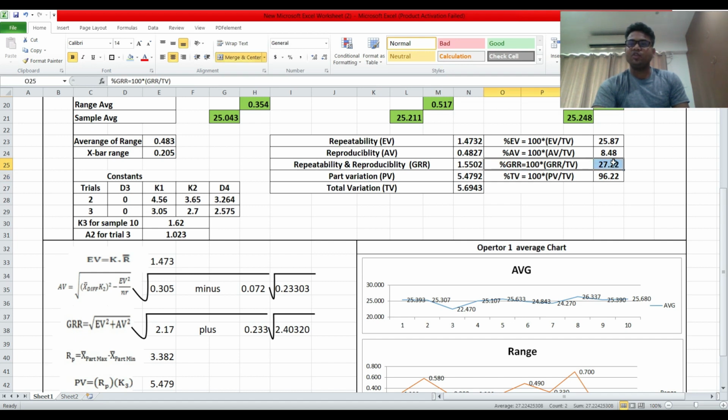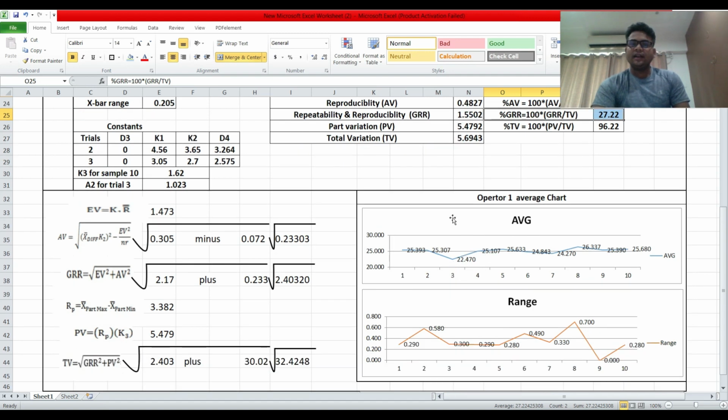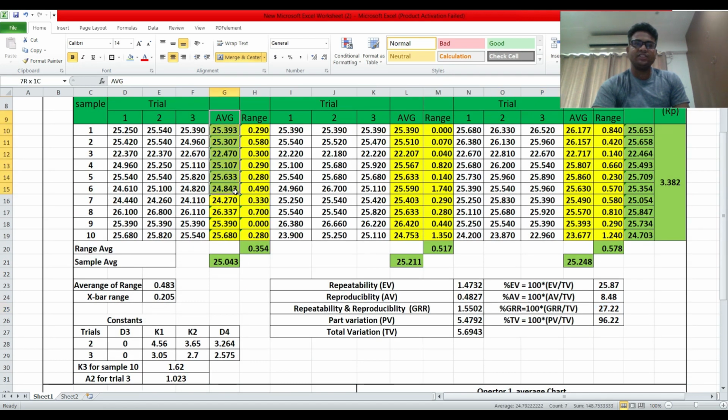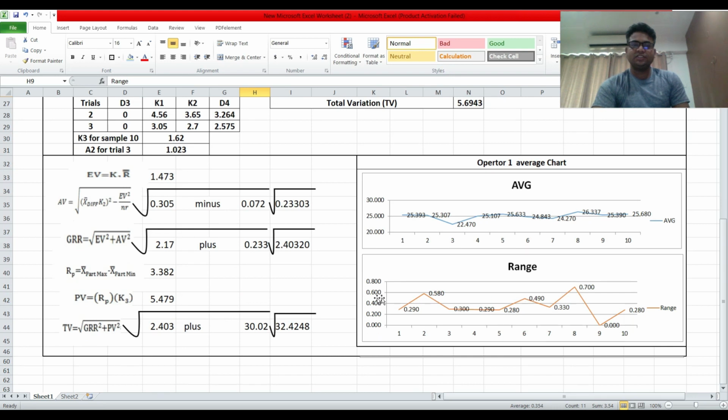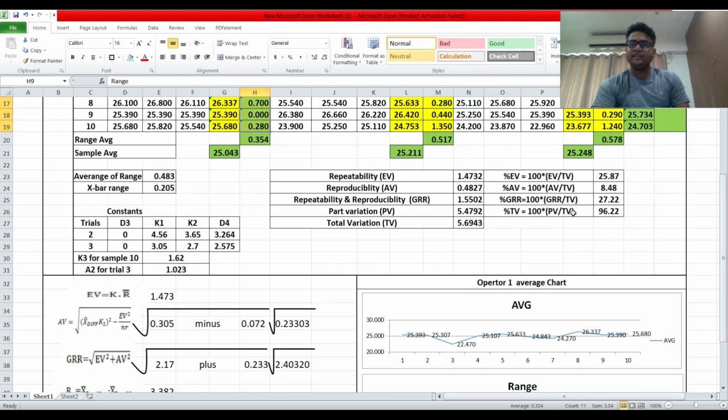So here we found the value of percentage GRR. On the basis of percentage GRR, we will analyze whether our measurement system is capable or not. So guys, here are the range chart and average chart. You can simply go through the averages and draw the run chart for the average chart and the range chart for the ranges. Here we will see the evaluation of percentage GRR, which is 27.22. Again we will go to the PPT.